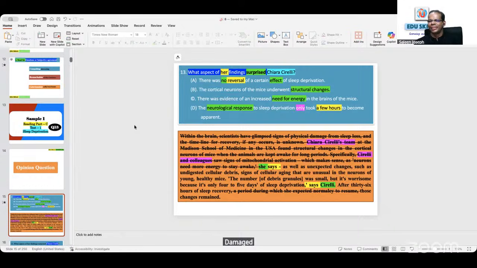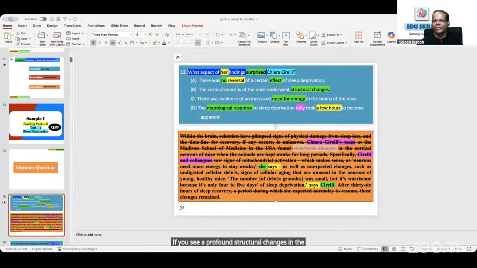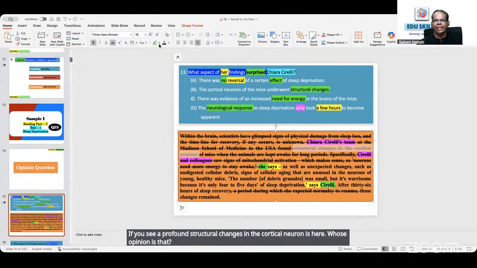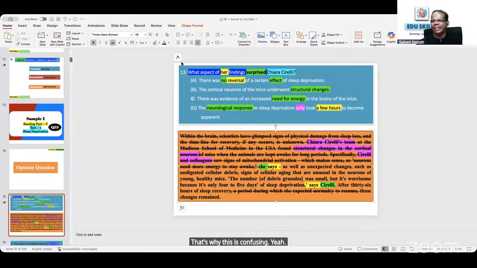Damage to health remained. So any option which is similar to saying there was no reversal. Option B: the cortical neurons of the mice underwent structural changes. Found structural changes in the cortical neuron is here. Whose opinion is that? That's why this is confusing. Option B is Cheryli and team's opinion, not Cheryli's opinion.